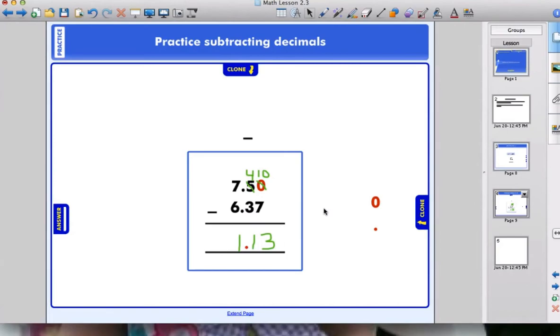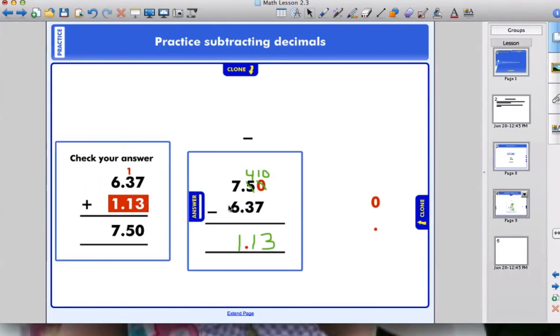Now, did you know that there's another way you can check answers? You can always use addition to check to see that you got these answers right too, because my answer here added to what I subtracted should equal what I started with. And so if you want to be a really great student and check your answers to be positive that they're correct, you can always do that. 6 and 37/100ths added to our answer, 1 and 13/100ths. If I add them together, I should get 7 and 50/100ths, or 7 and 5/10ths. Okay?